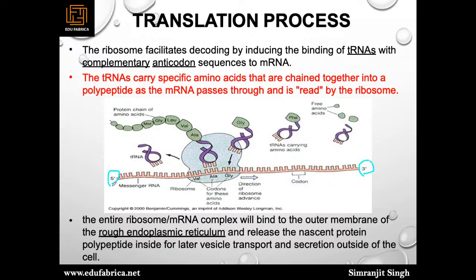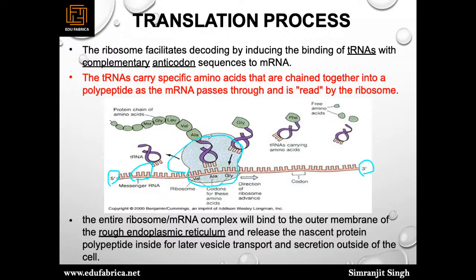Just draw it if you want. Sometimes it comes in an exam to draw this translation part. Just draw this messenger RNA first with the 3 amino acids as genetic codes together. Then make the ribosome's smaller and larger subunits. Then write down valine, alanine, glycine. These are the 3 amino acids that are present over the messenger RNA.